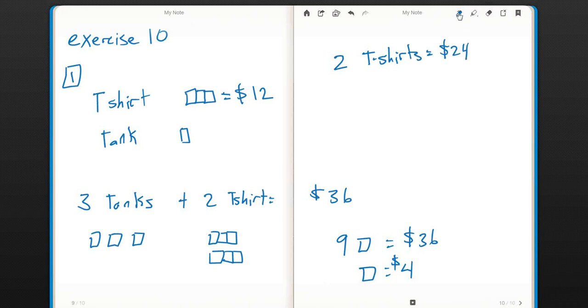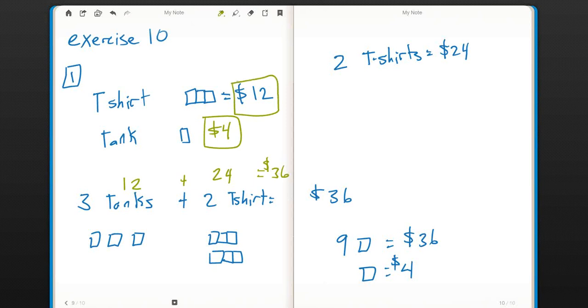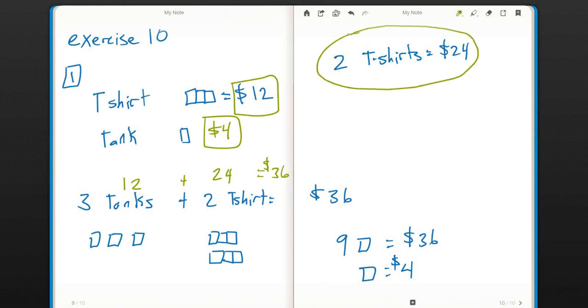You know what I'm going to do next, right? Sure, we're going to check it. If a t-shirt is $12 and a tank is $4, 3 tanks would be $12, and 2 t-shirts would be $24, and altogether that would cost me $36. And of course, a tank and a t-shirt are in the right ratio. The t-shirt is 3 times as much as the tank. So my answer to the question, how much did you pay for 2 t-shirts, is $24.